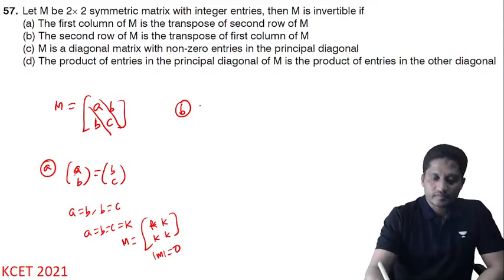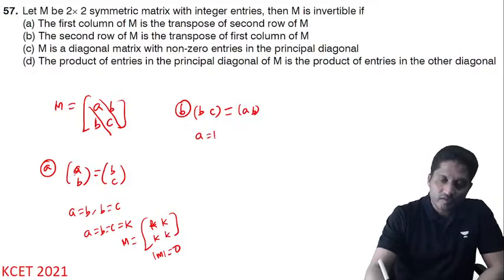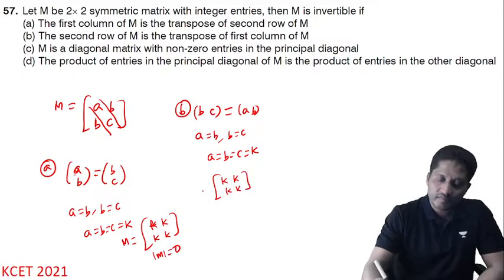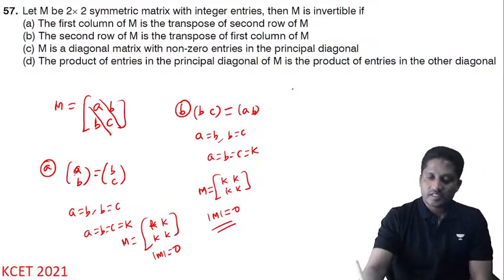Second row of M is the transpose of the first column of M. The transpose of the first column is A, B. So this means that A is equal to B, B is equal to C, so A = B = C = let's say K. Again you get all the elements the same. Determinant is equal to 0, so the inverse doesn't exist. C is correct.